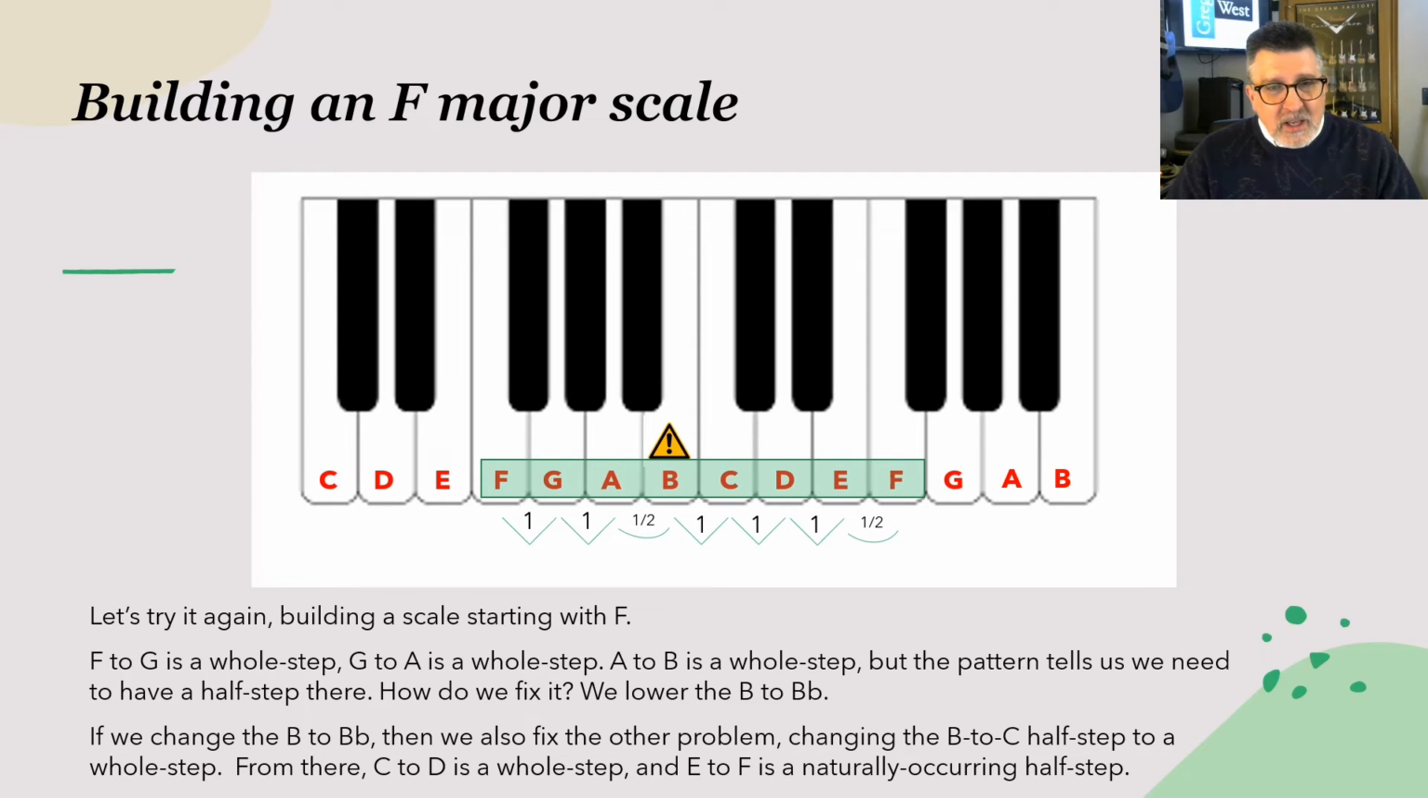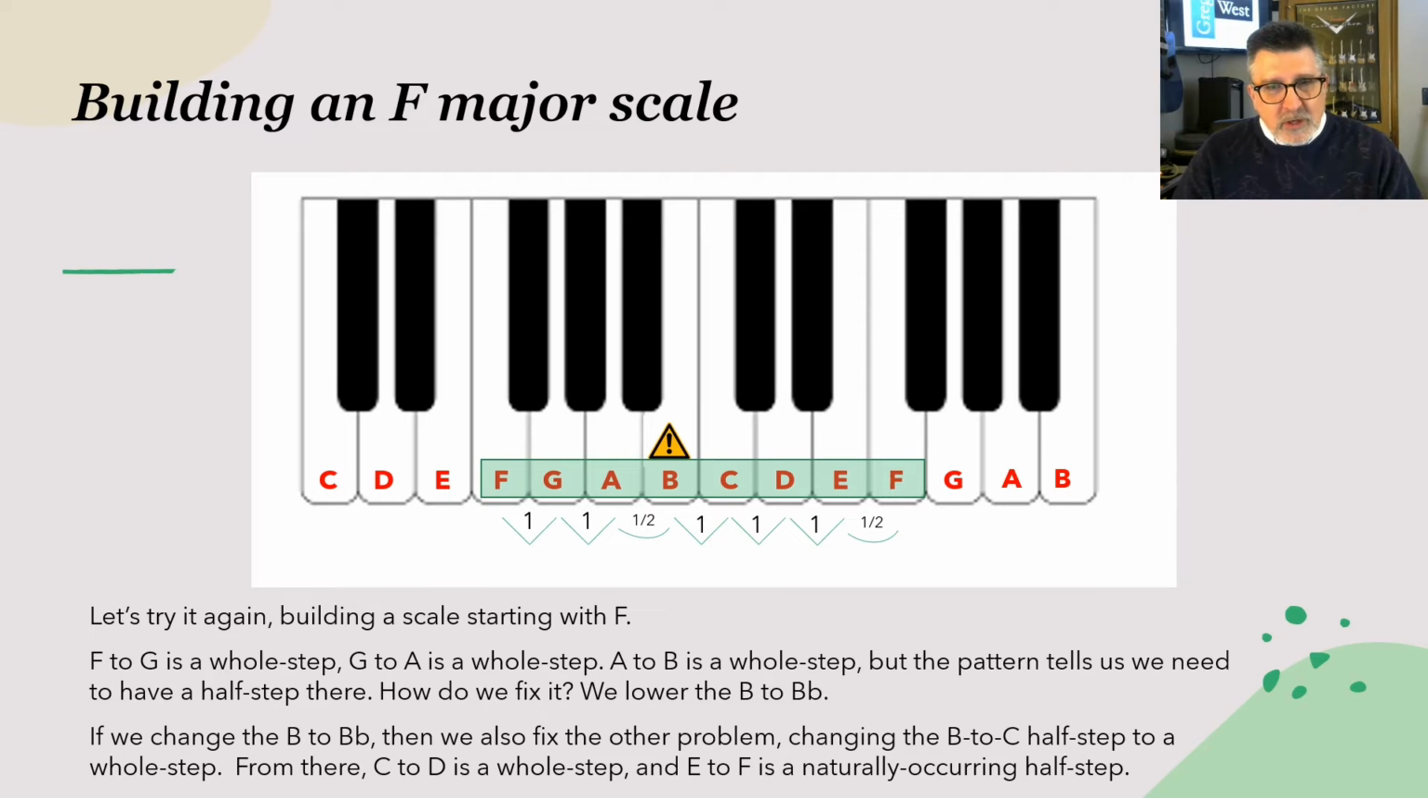So in this case, if you look from B to C, that's one of those naturally occurring half steps, but we need a whole step there. So we need to switch something around. So what can we do? We can look from A to B, we need that to be a half step. So how about we lower that B to B flat? If we do that, that gives us a half step, and on the other side, it corrects the problem there with the B to C, and that makes that B flat to C a whole step.